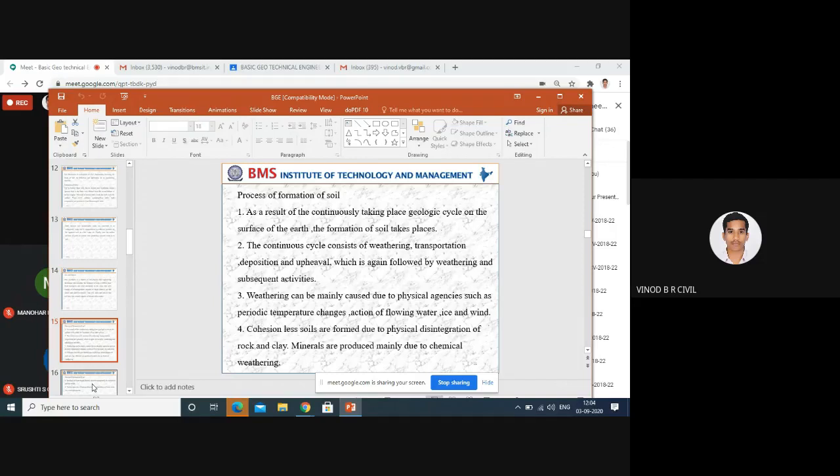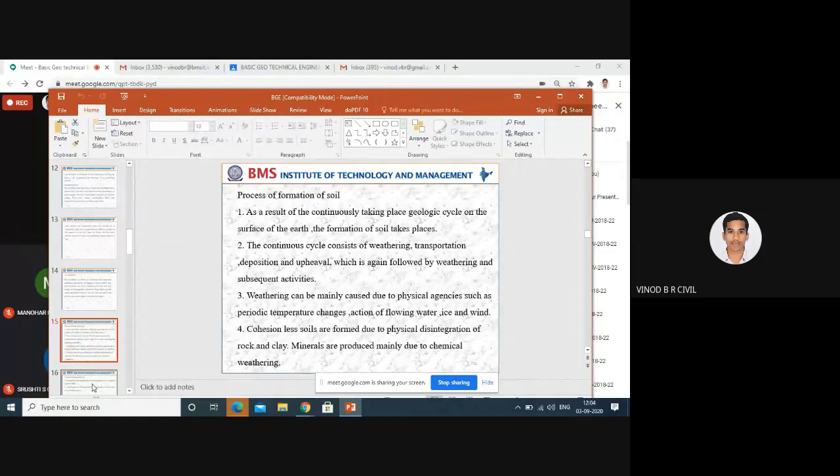These materials are converted into soil, and these soils are again divided into two parts: cohesive soil and cohesionless soil. Cohesion is nothing but binding. The best example of cohesive material is clay. If the C value is 50 or 60 or 80, some value, it is related to clay soil. Cohesionless soil means sand.